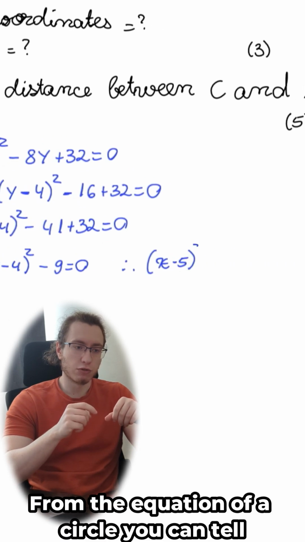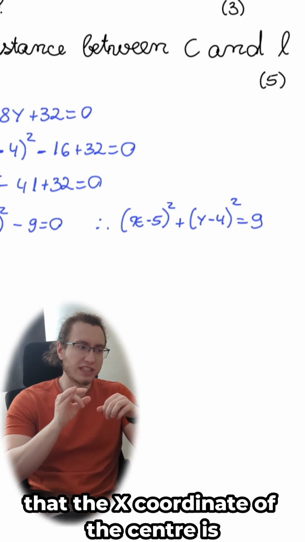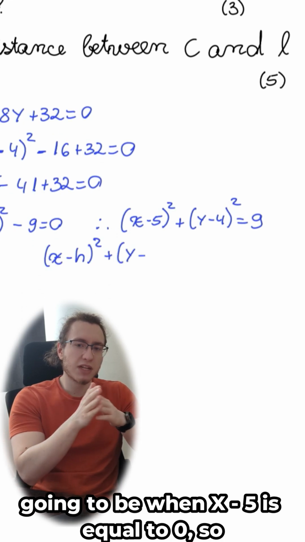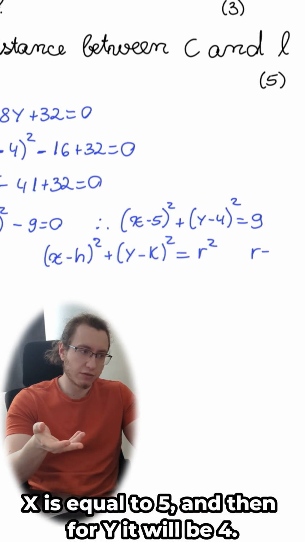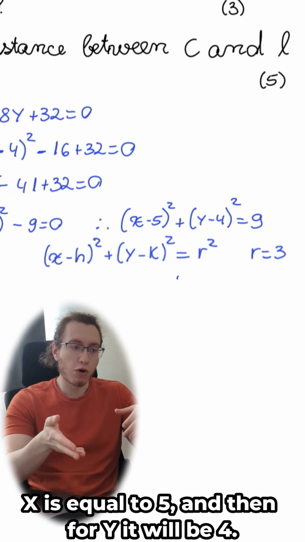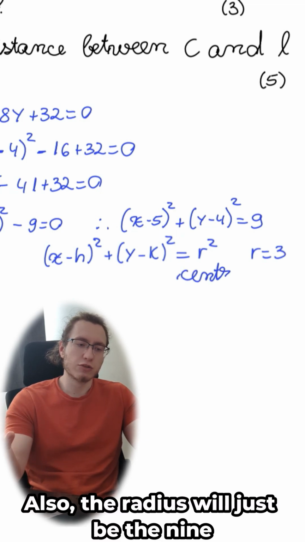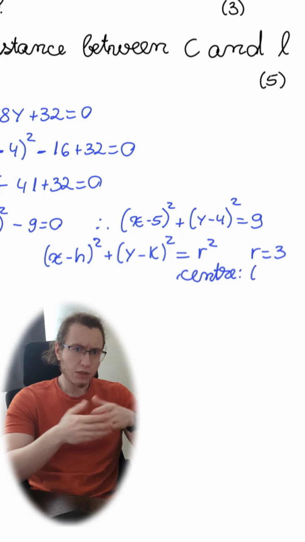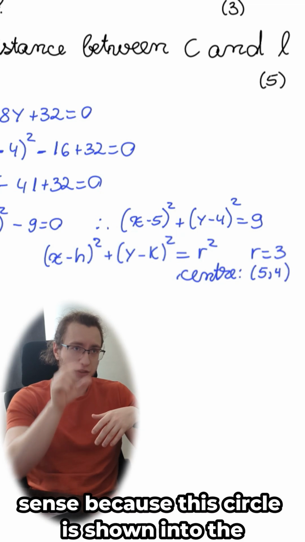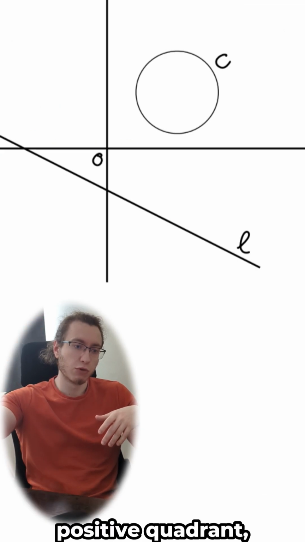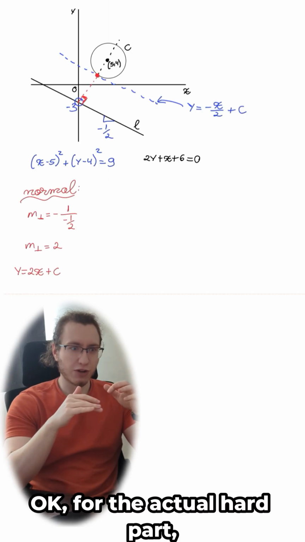From the equation of a circle, you can tell that the x-coordinate of the center is going to be when x minus 5 is equal to 0. So x is equal to 5, and then for y it will be 4. Also, the radius will just be the 9 square rooted, i.e. 3. And in terms of the dimensions, it makes sense because this circle is shown in the positive quadrant, so that's fine. Okay, for the actual hard part.